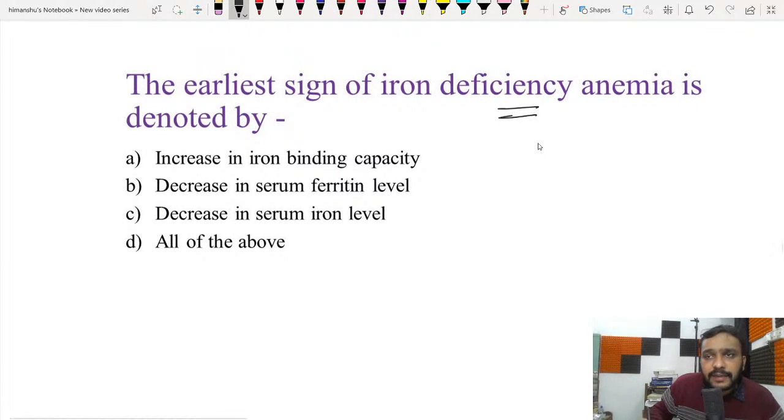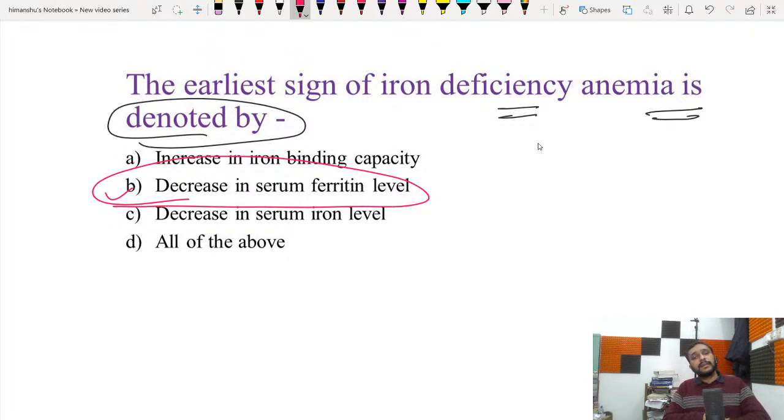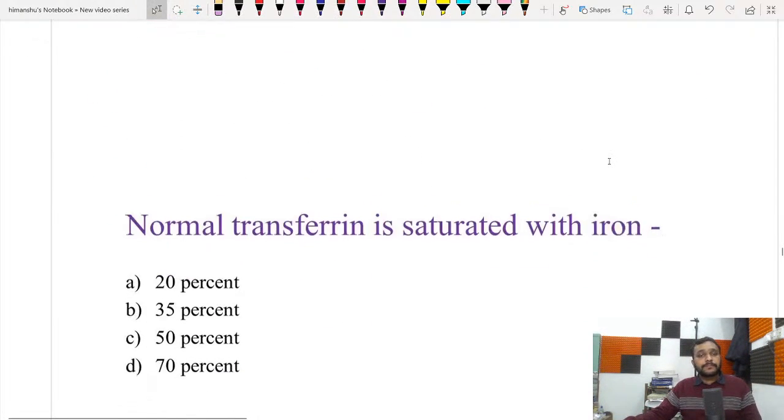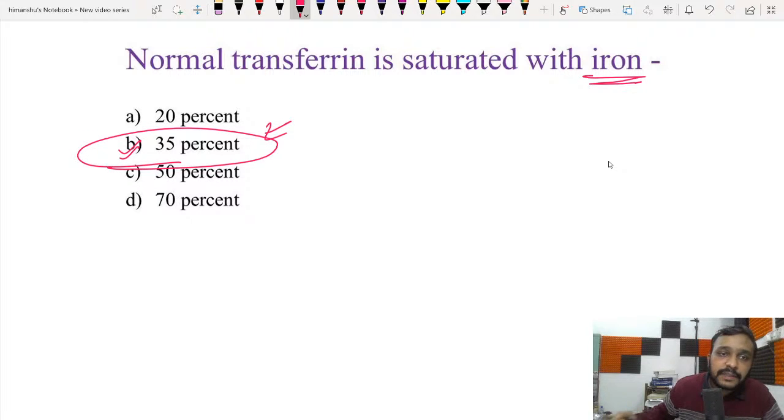The earliest sign of iron deficiency anemia is denoted by a decrease in serum ferritin level. Okay. Normal transferrin is saturated with iron to what percentage? What is the percentage saturation of normal transferrin? It is 35%. Okay, this is the normal saturation.